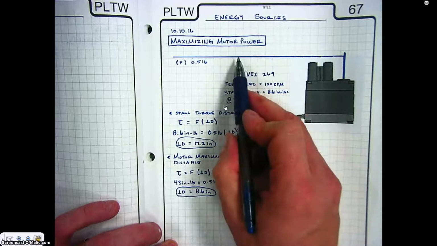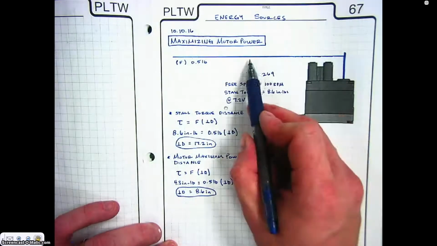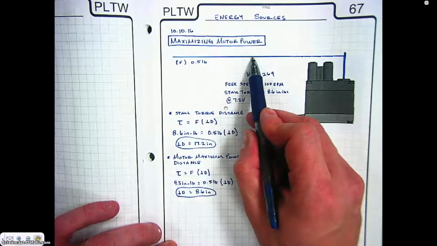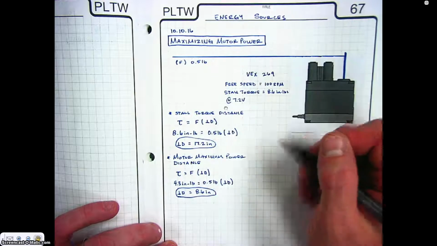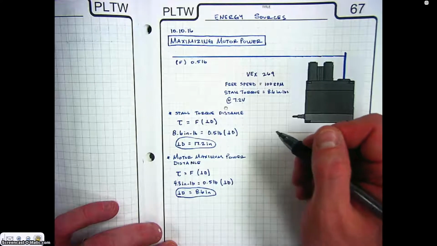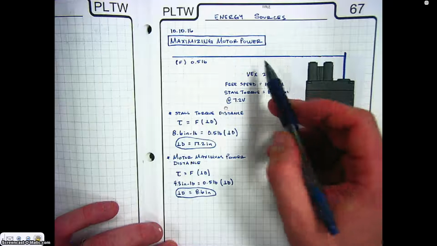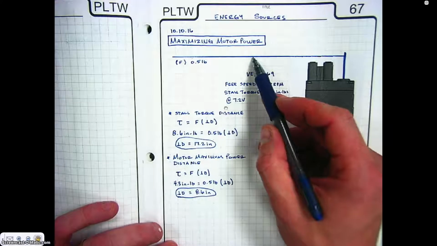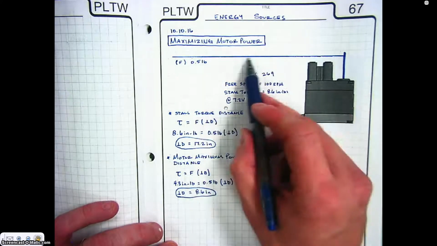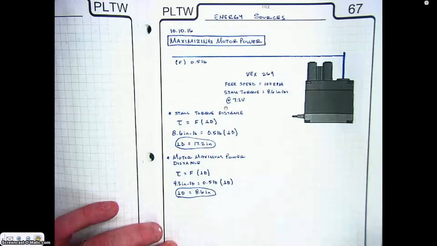So if our motor is at 8.6 inches away, or excuse me, our force is at 8.6 inches away, that's going to be the maximum power we can get for our motor. All right? And so it's going to be working most efficiently, the most power put at the motor if we put this force 8.6 inches away.